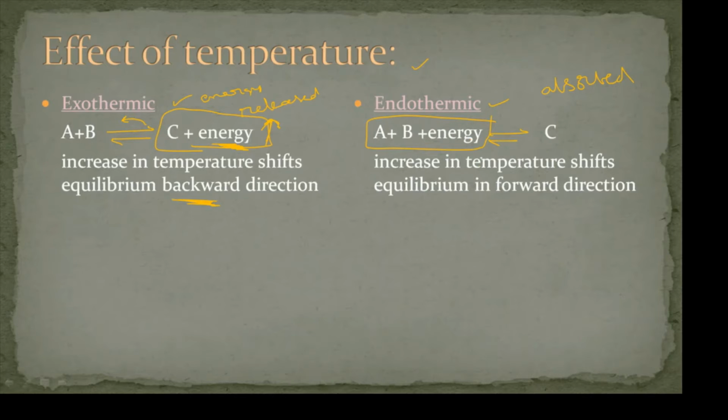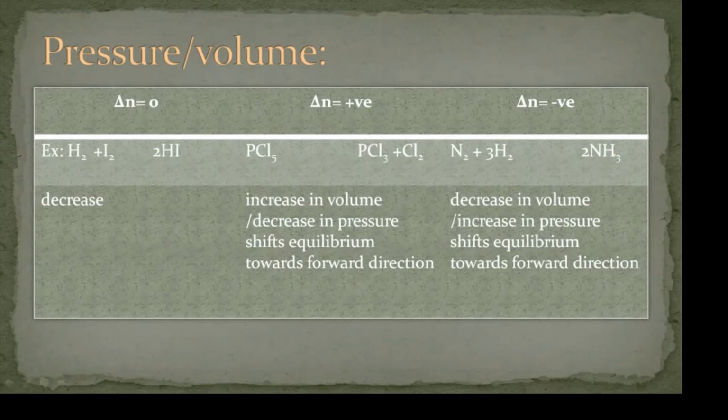In an endothermic reaction, the energy is included on the reactants side. So if temperature increases, then the equilibrium shifts in the forward direction, so that the increase is decreased. Got it? So with increase in temperature, the equilibrium shifts in the forward direction in case of endothermic reactions, whereas in case of exothermic reactions, increase in temperature shifts the equilibrium in the backward direction. Got it? Very simple to understand. Please watch it carefully.